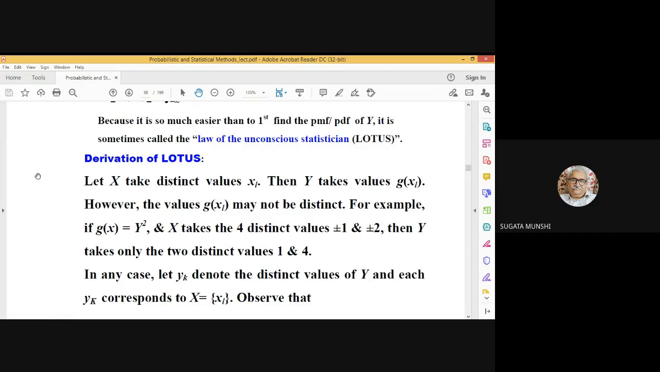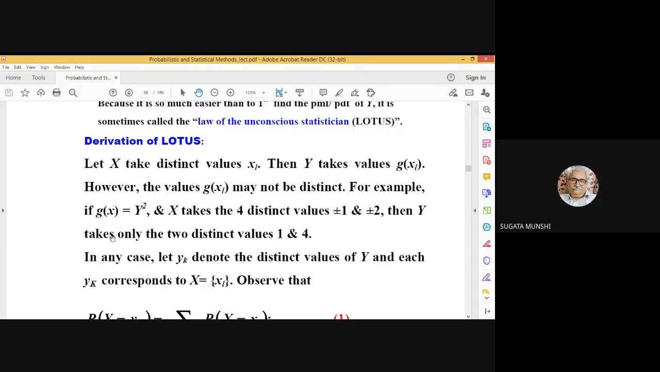For example, if g(x) is equal to x square and x takes four distinct values plus minus 1, plus minus 2, there are four values that x can take on, but corresponding to these two values plus 1 and minus 1, g(x) takes on a value of 1, a single value. So you cannot distinguish from the value of g(x) equal to 1 that it corresponds to two distinct values of x. Similarly, for x equal to plus 2 and minus 2, g(x) takes on a value of 4.